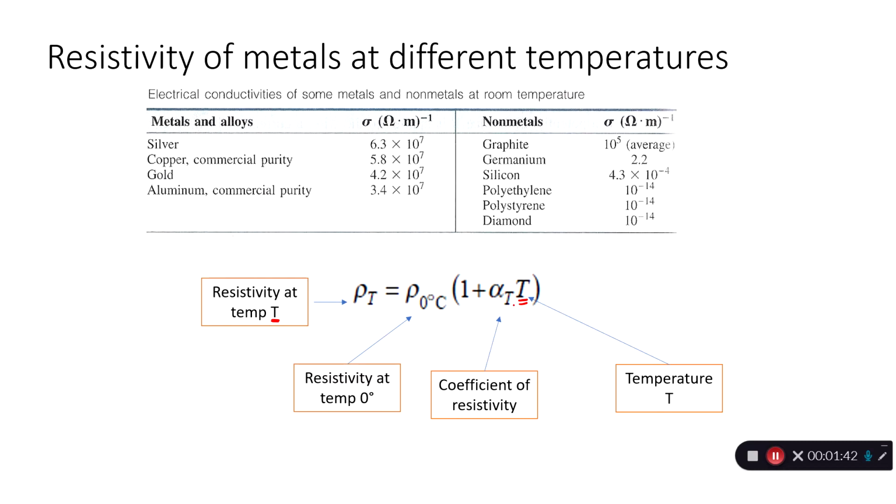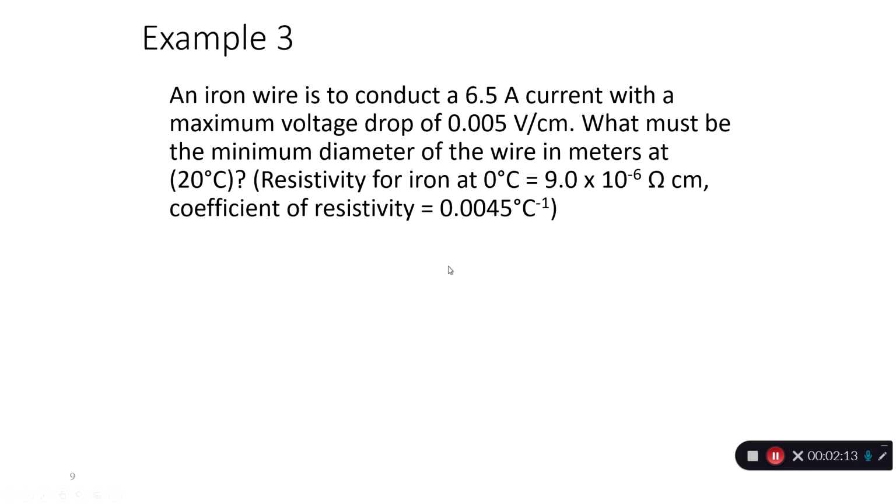So if you want to find the resistivity at 40 degrees, for example, then the resistivity at 40 degrees equals the resistivity at 0, which is normally given, times 1 plus the coefficient, which will be given, times 40 degrees, because here it is 40. So let's go through one exercise to apply this equation.